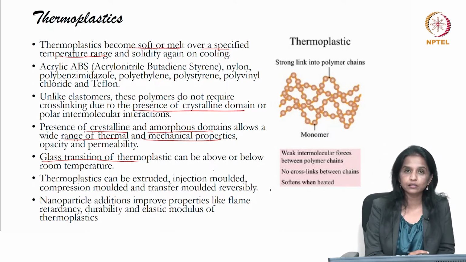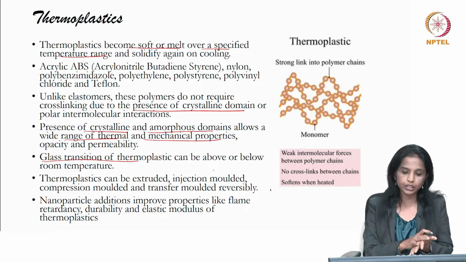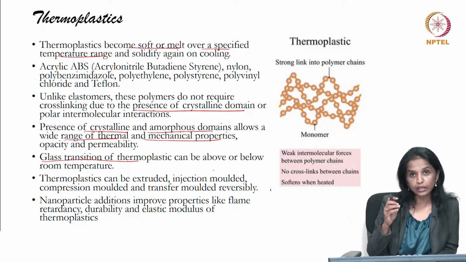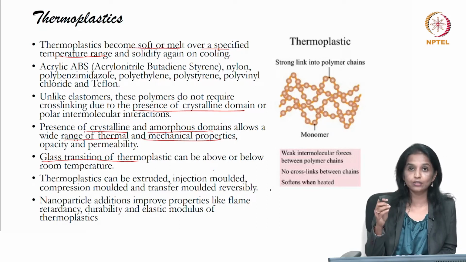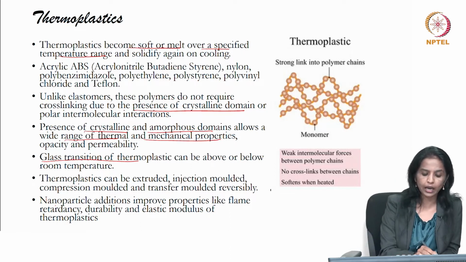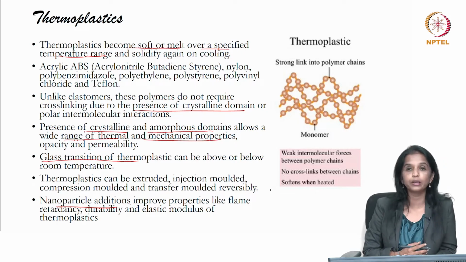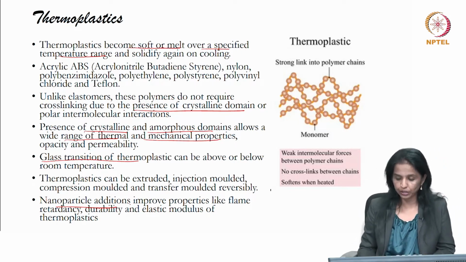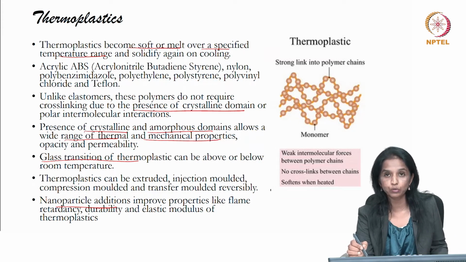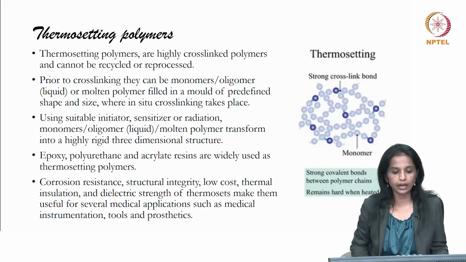Thermoplastics can be extruded, injection molded, compression molded or transfer molded, whichever way we want to fabricate it. I said cross-linkage is not required, but if you want to reinforce the material, you can add nanoparticles to improve properties like flame retardancy, durability and elastic modulus of thermoplastics. This picture shows that the intermolecular link is slightly stronger than what you see in elastomer.